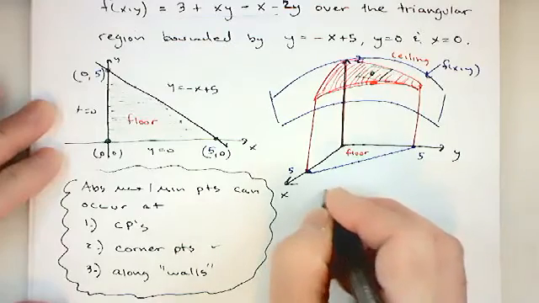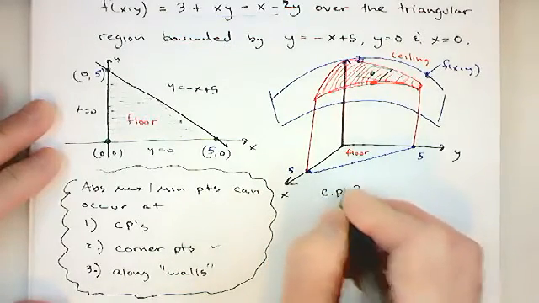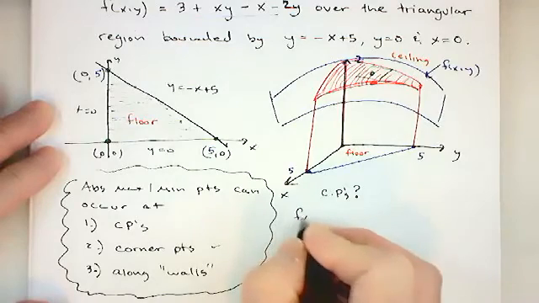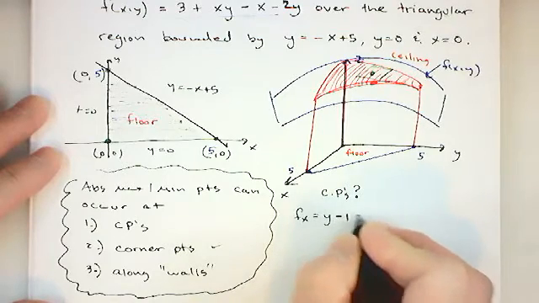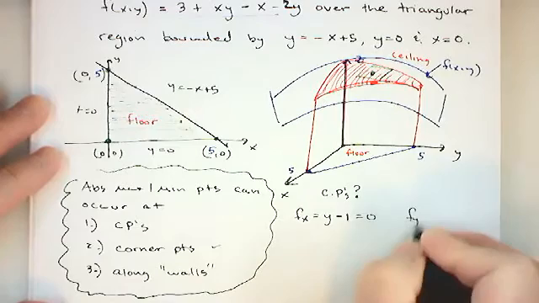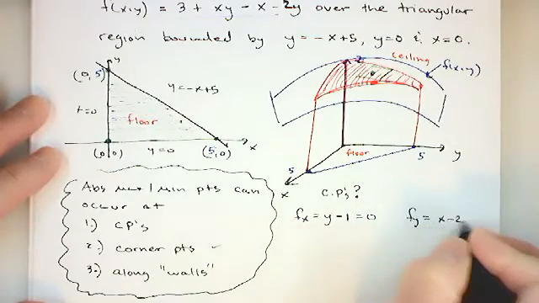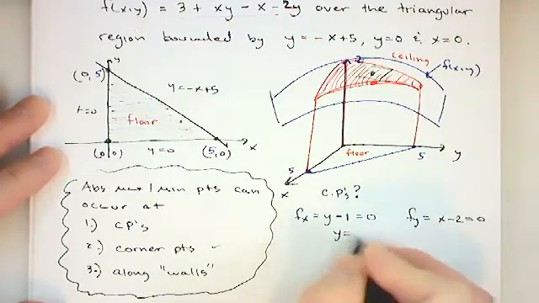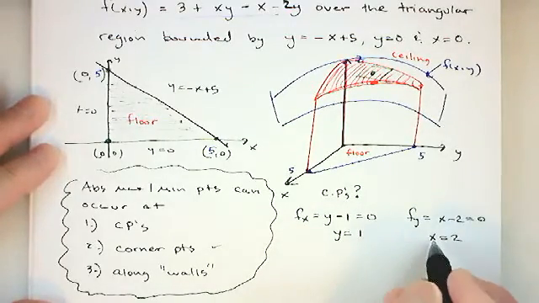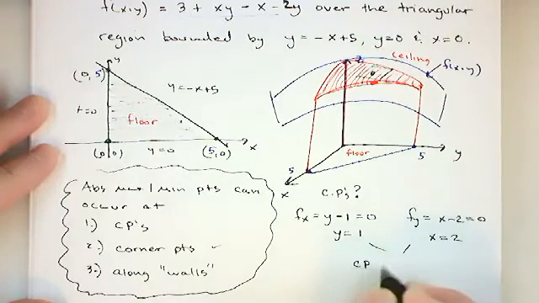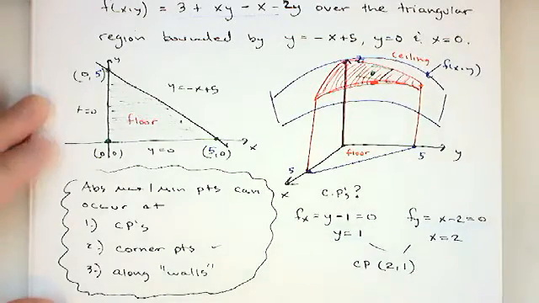I'm going to use this space right here to see if there's any critical points. We'd have to take f sub x, which is y minus 1, and f sub y, which is x minus 2, and set those equal to 0. What's nice about this is that critical points need an x and a y value that make both of these equal to 0. I've got it here, right? If I join those together, I have a critical point (2, 1).